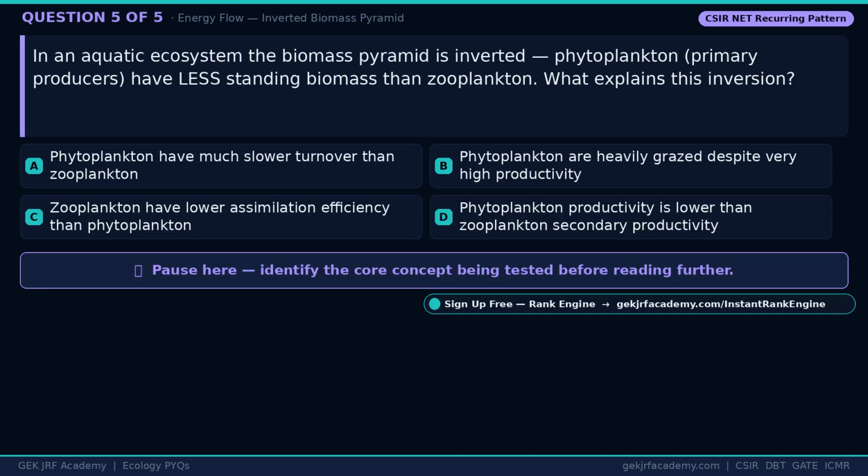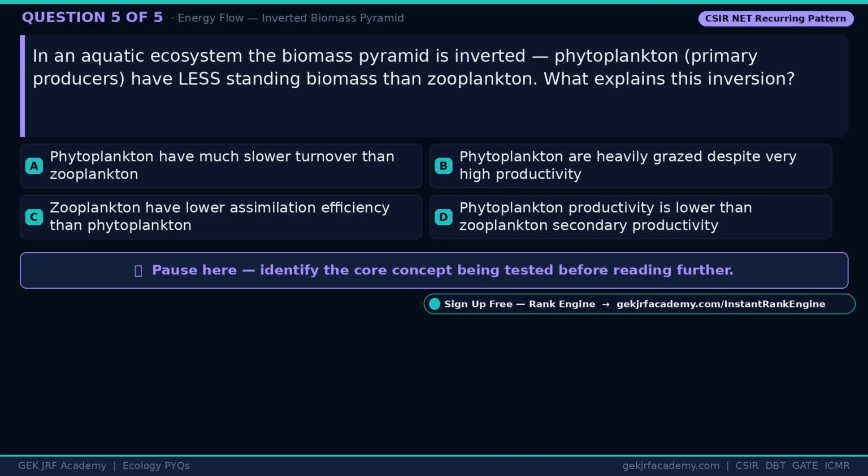Question 5. Another CSIR NET recurring pattern. In an aquatic ecosystem, the biomass pyramid is inverted. Phytoplankton, the primary producers at the base, have lower standing biomass than the zooplankton above them. Which of the following best explains this?